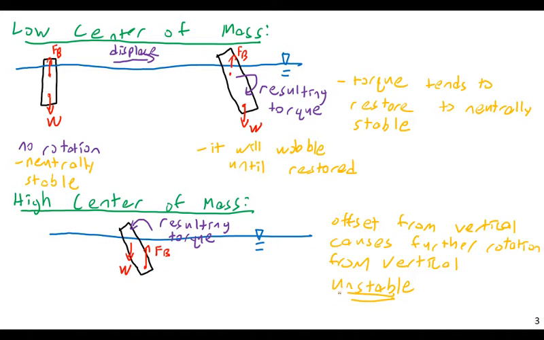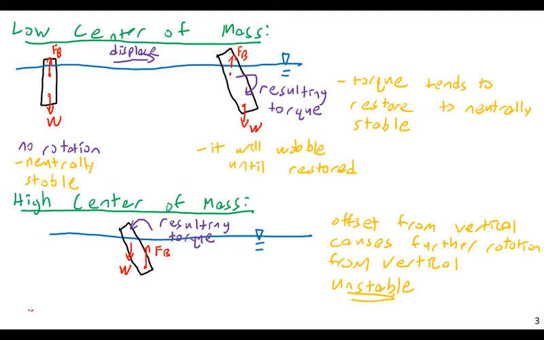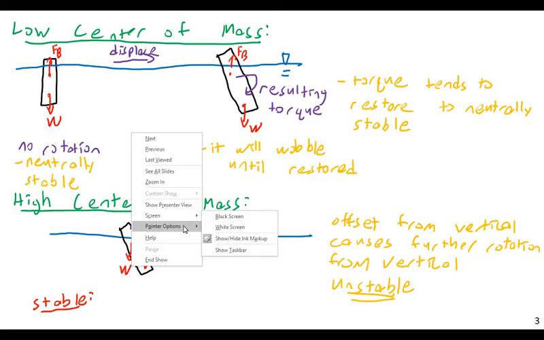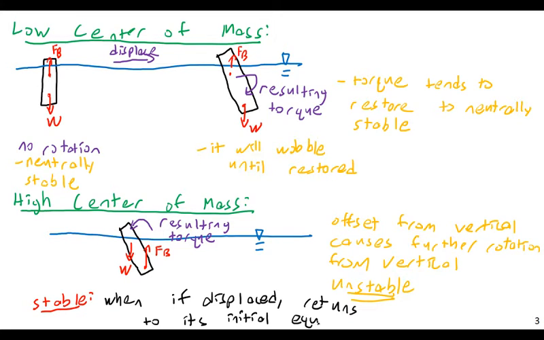This is intrinsically unstable. So when we say a shape is stable or an object is stable, what do we mean by that? Well, a stable object or a stable shape is one that if displaced, will return to its original equilibrium position. An object is stable when, if displaced, it returns to its initial equilibrium position.